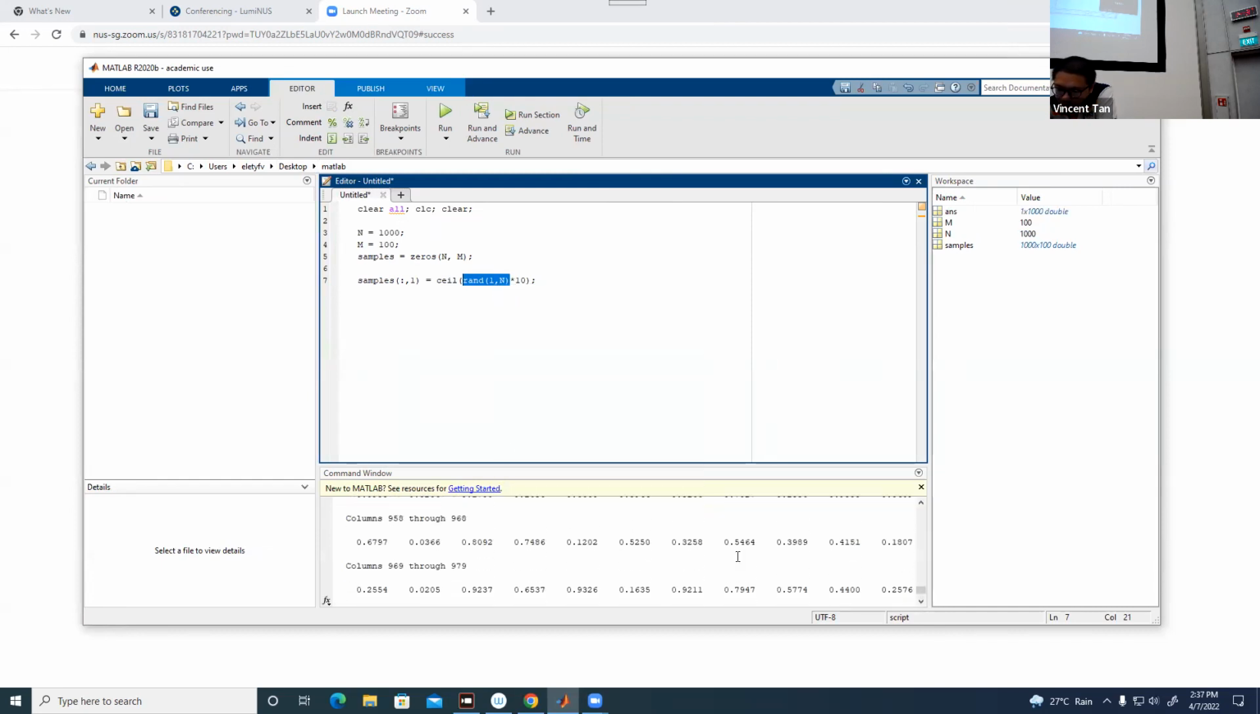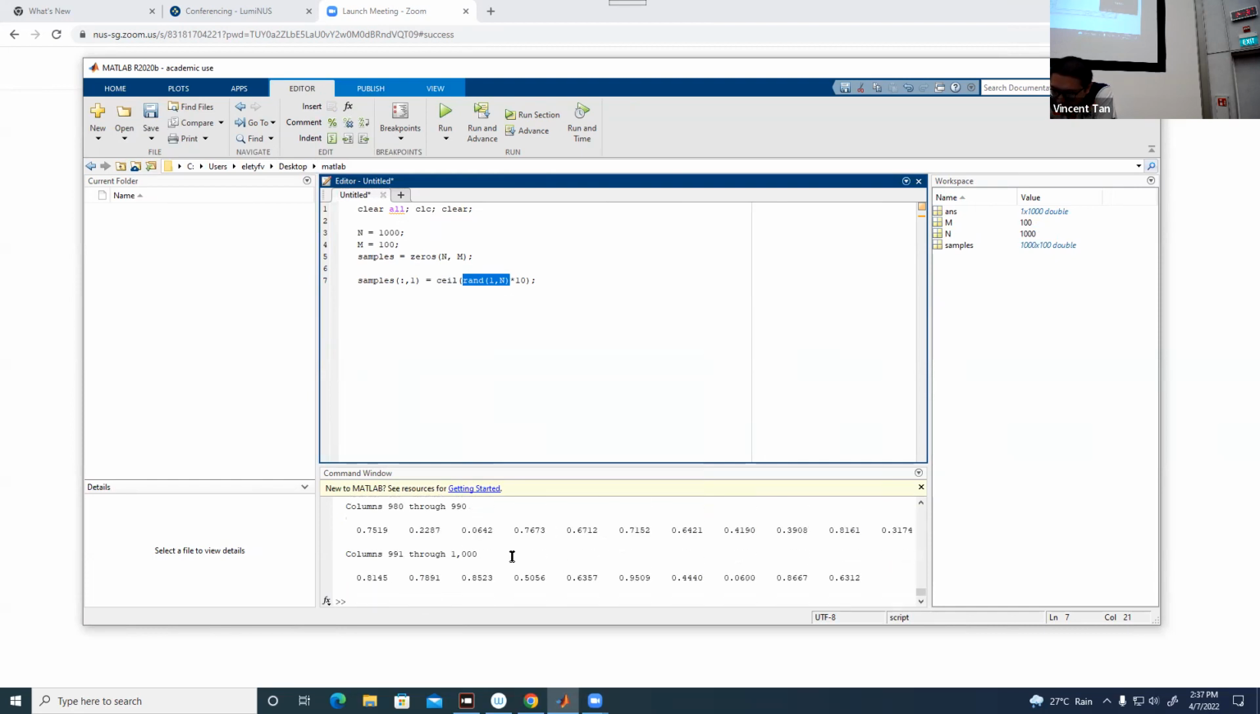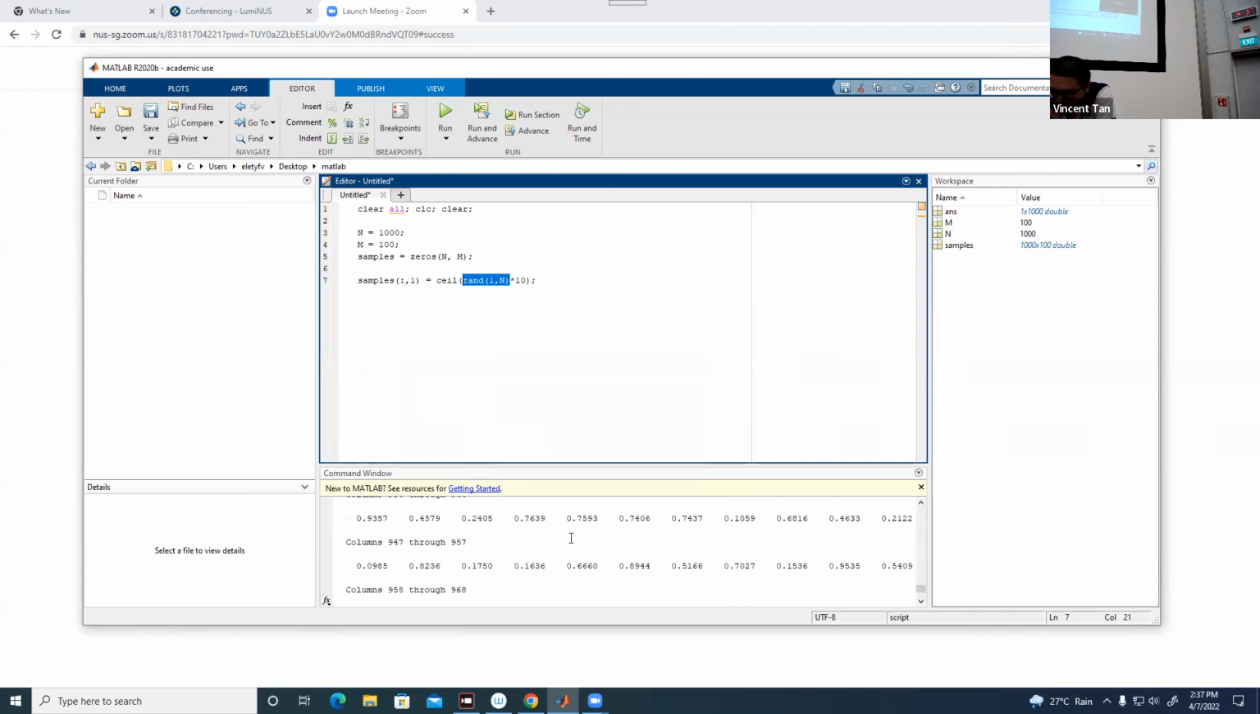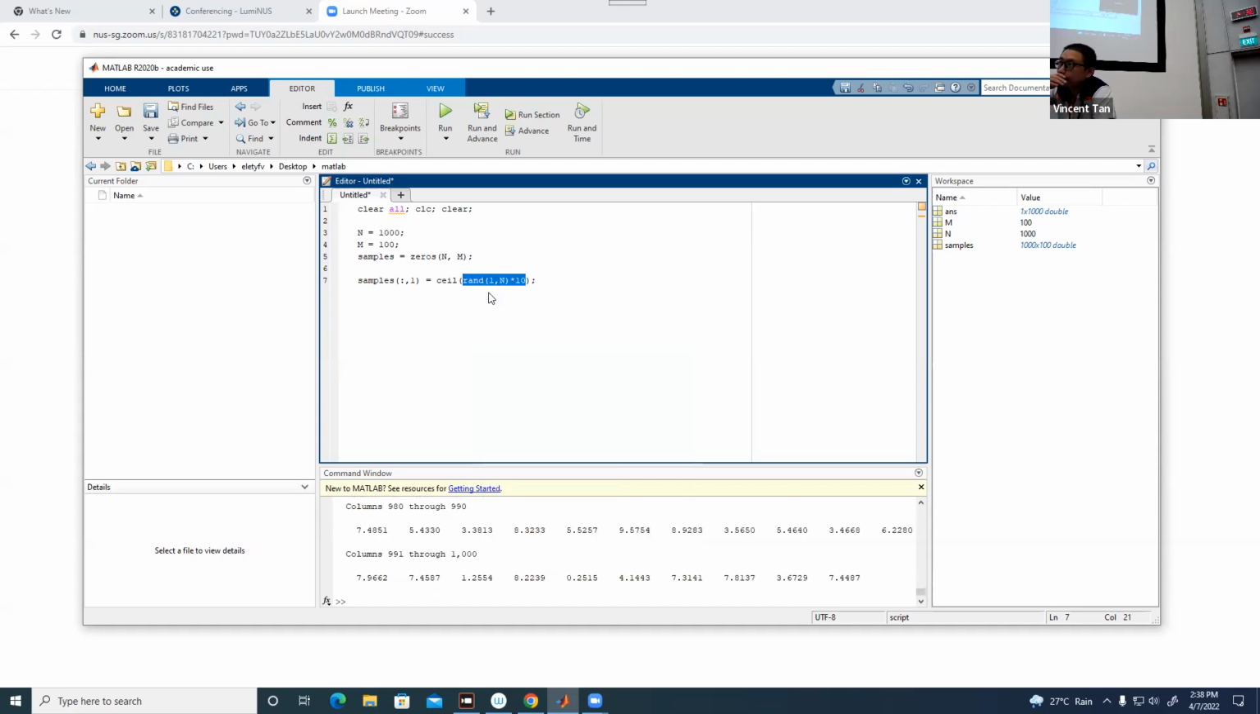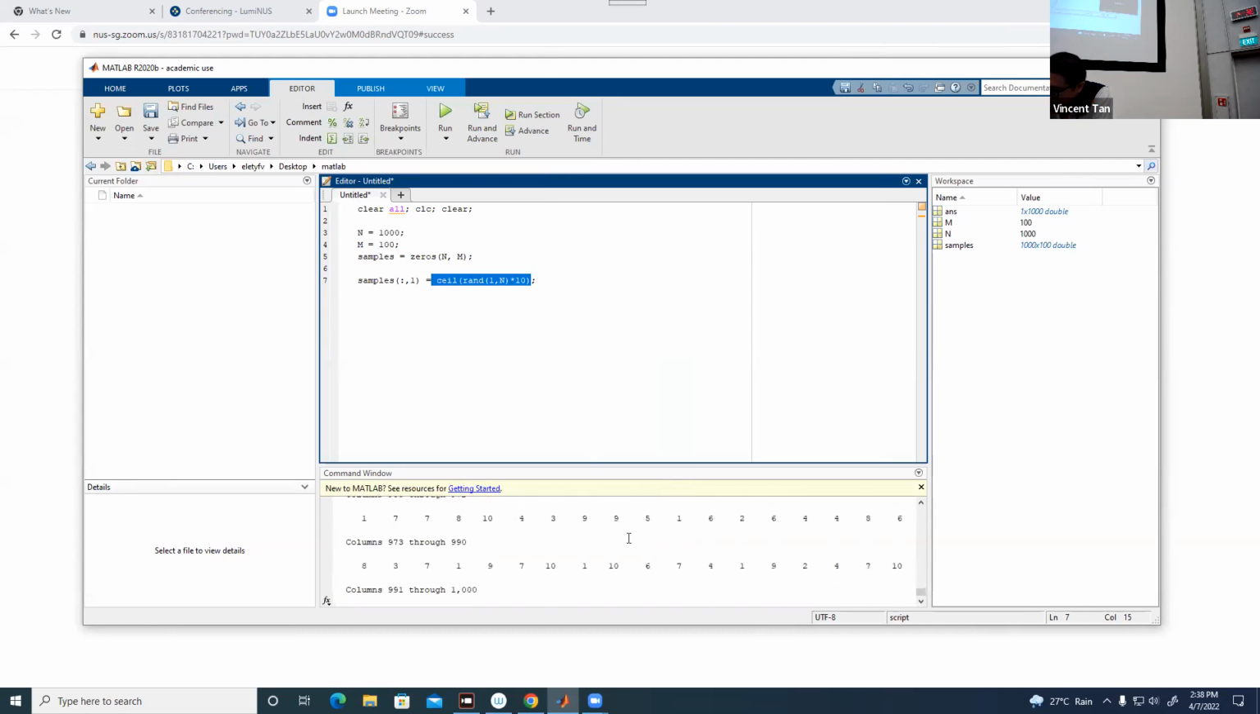So here we have generated 1000 numbers, and all these numbers are between 0 and 1. So these are just random numbers. Now I'm going to multiply this by 10, so these are random numbers from 0 to 10. Now this ceil here is the ceiling. What this means is that I'm going to round everything up. What will I get? Let me show you. I will get numbers from 1 to 10, like this.